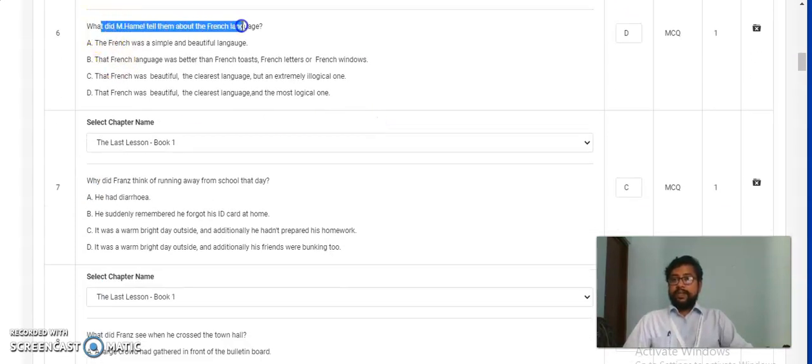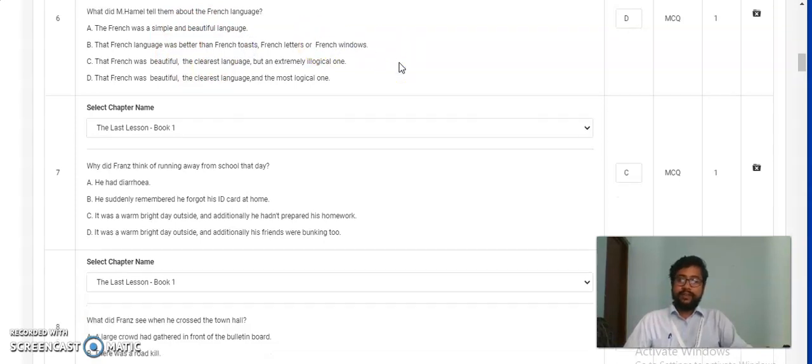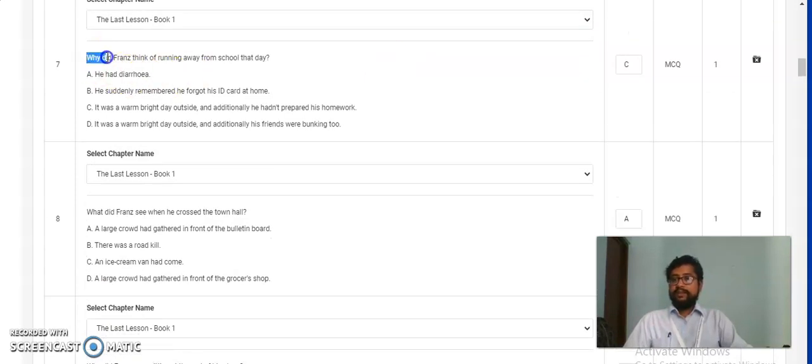What did Monsieur Hamel tell them about the French language? Option D, it was beautiful, the clearest language, most logical. Right? If you look at the other options, they are slightly preposterous, like French toasts, French windows. Obviously, they have nothing to do with the chapter. Why did Franz think of running away from the school that day? Option C, it was a warm, bright, sunny day outside, and additionally, he had to prepare for the test.